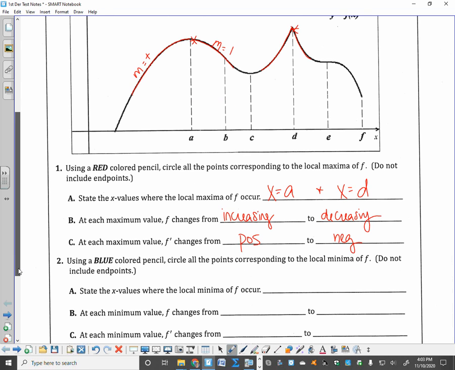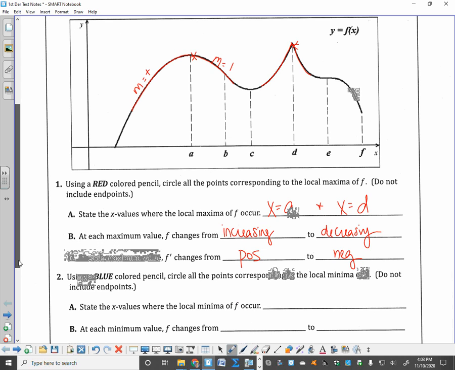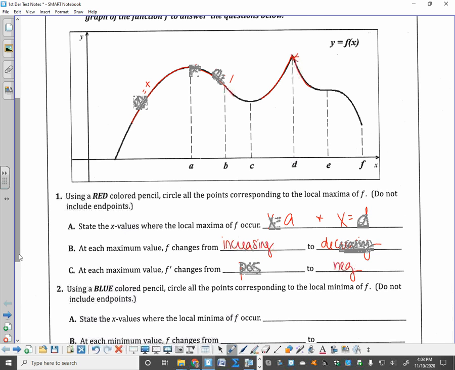Now it says use a blue colored pencil, circle all the points of local min. Here's where I'm going to stop scrolling back and forth. The min looks to be here, so that happens at x equals c. At each min, f changes from decreasing to increasing. I'm going to let you fill that in. F is changing from decreasing to increasing. And the next one should be about its derivative. So the derivative is going to go from negative to positive. I don't know why I put a 1 there. That should just be negative to positive.